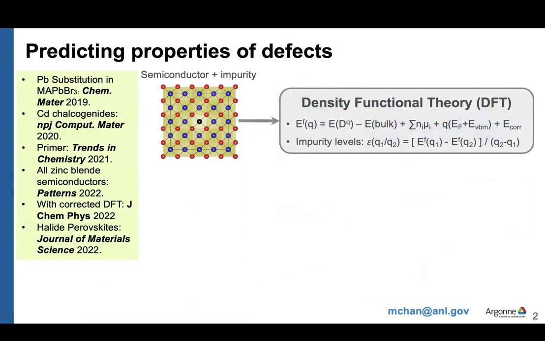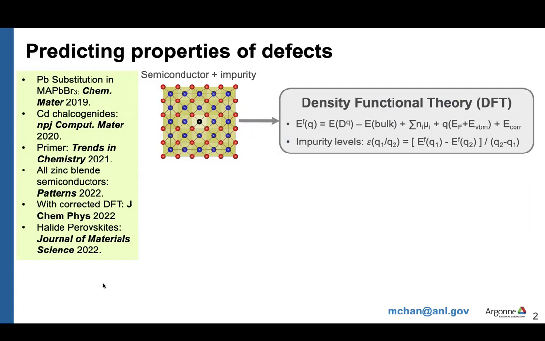So moving forward, I just switched these orders a bit because I want to go from bulk material to defects. As I mentioned earlier, defects are what drive a lot of semiconductor properties. And we, as a computational materials field, have been working on defects for a couple of decades as well. Many of the works were developed by previous researchers, particularly Van de Walle at UC Santa Barbara. There was a lot of development on using density functional theory to calculate defect properties.